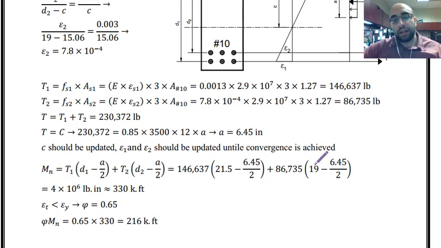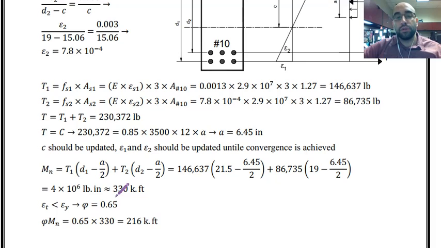If I calculate all of these, as you can see, the term is always in units of pound-inch because force is in pounds and distances are in inches. So the moment is in pound-inch. I divide it by 12,000 to change it to kip-feet, and that is 330. I could find the nominal strength so far.